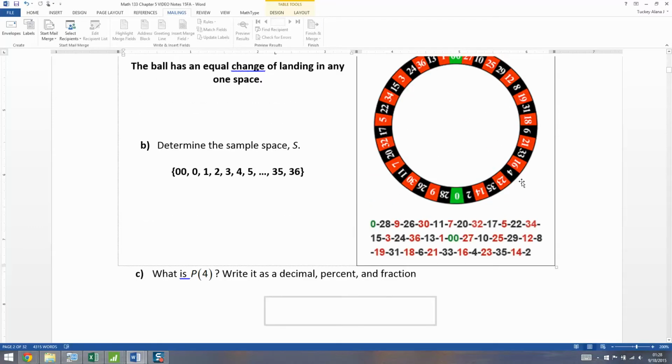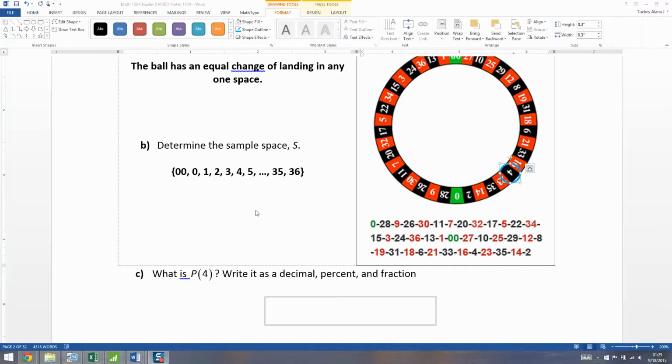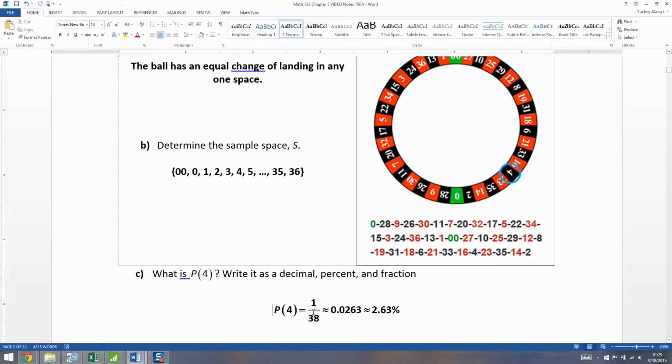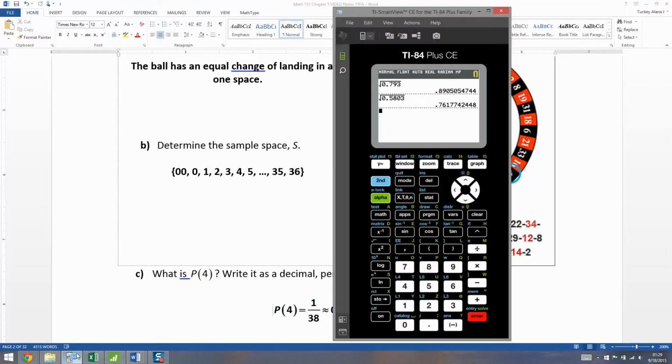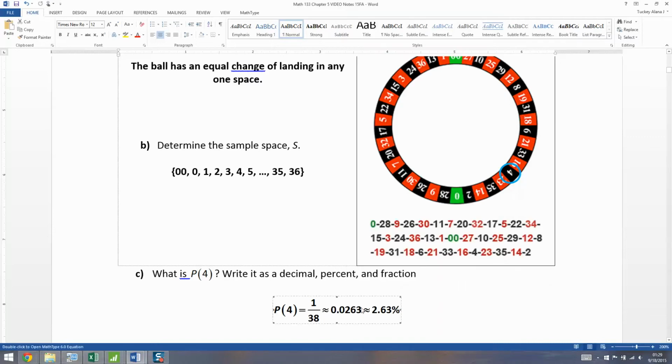All right, so now we want to find the probability of 4. 4 is right over here on this right-hand side. So let me give it a little circle. There it is right there. That's slot 4. So what's the probability that the ball will land in that particular spot? Well, there's one spot with a 4 on it out of 38 total. So that would get you 1 out of 38, which if you grab a calculator, you can see is 0.0263 and some change. So I just rounded it to 0.0263 or 2.63%.